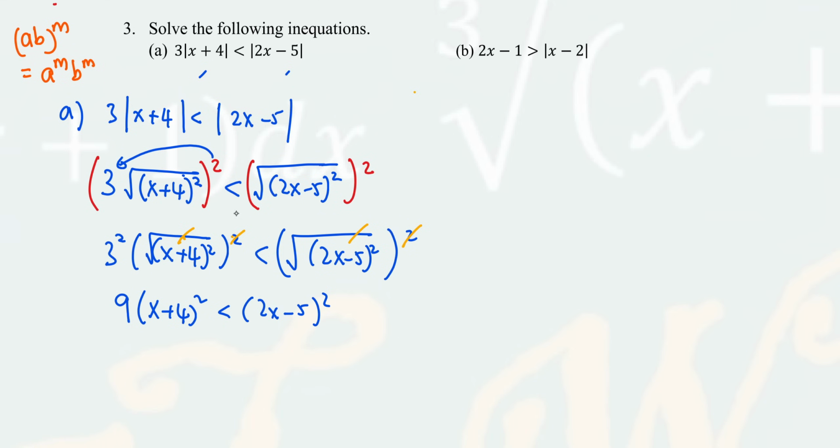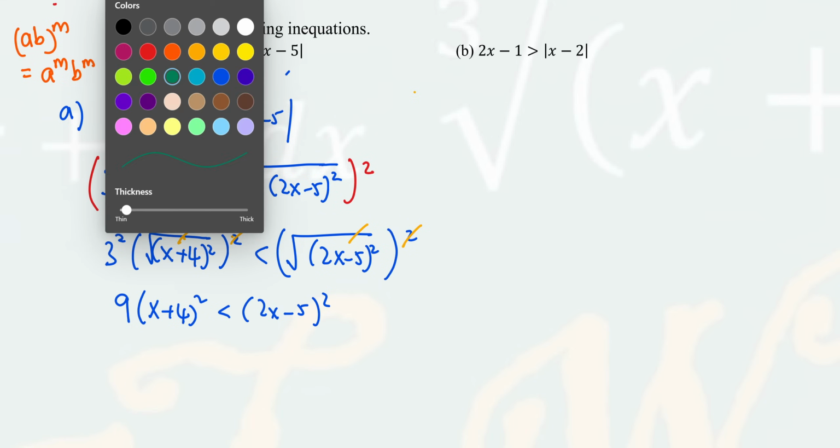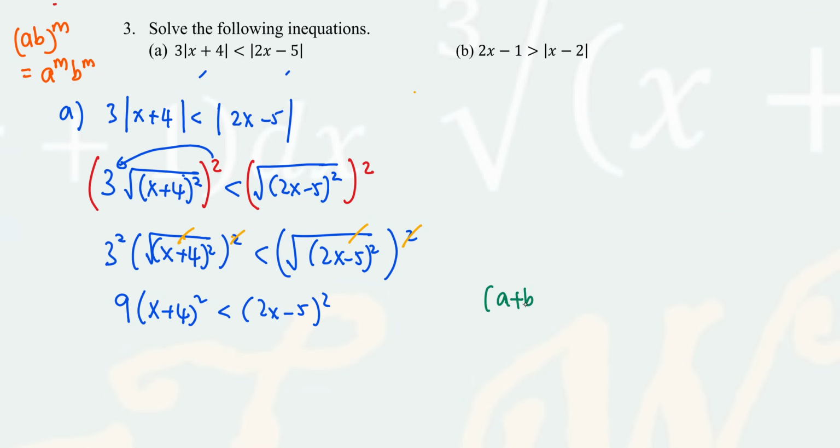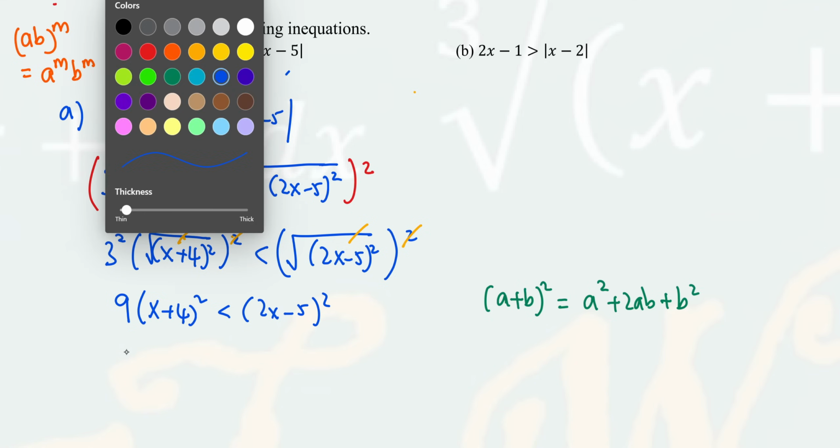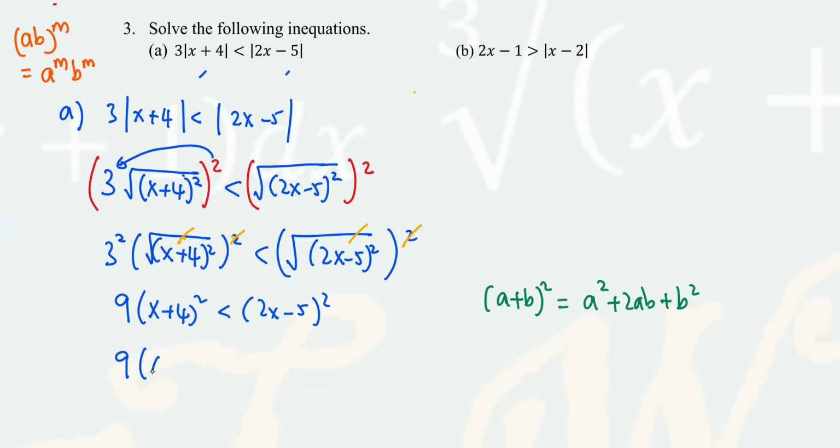Now, since this is a square of two terms, then you need to expand using the formula. So the square of a plus b is going to be a squared plus 2ab plus b squared. Okay, just use the formula and do expansion. Then this will be x squared plus 8x plus 16 and less than 4x squared minus 20x plus 25. Okay, so do expansion for the left side.